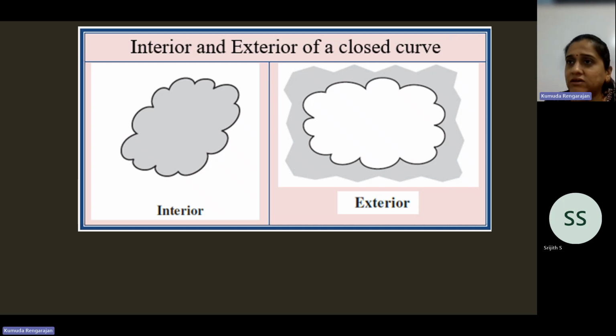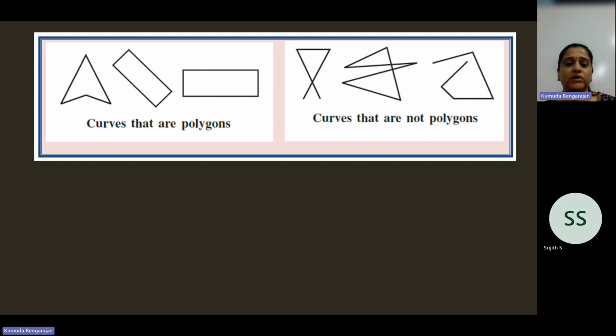In the first figure, the blue portion is the exterior. In the second figure, the white one is the interior. Okay. Now, curves that are not polygons and curves that are polygons.